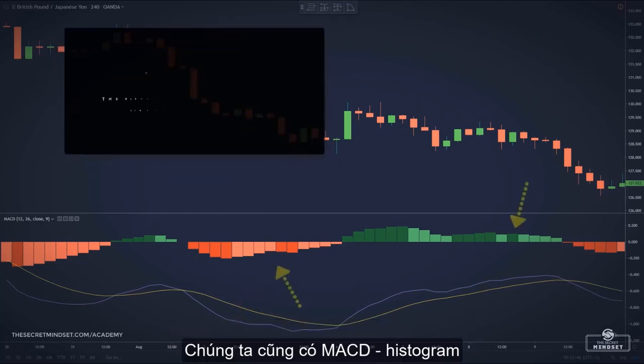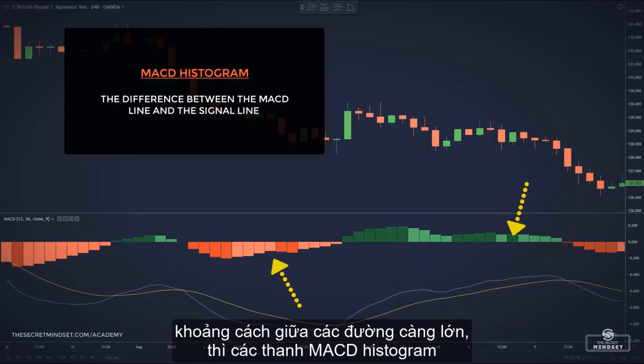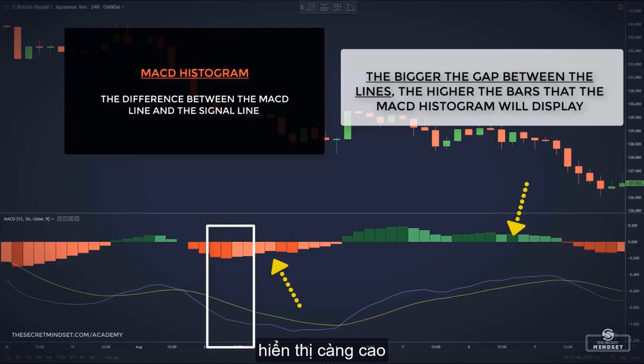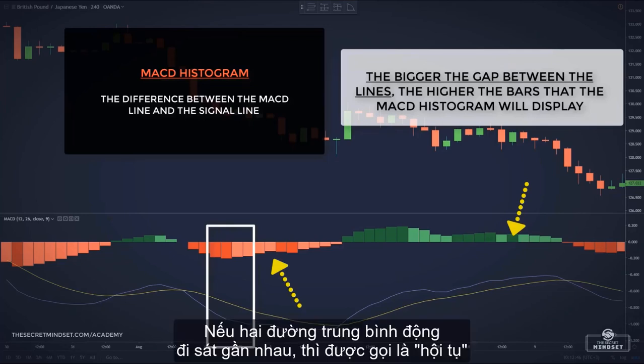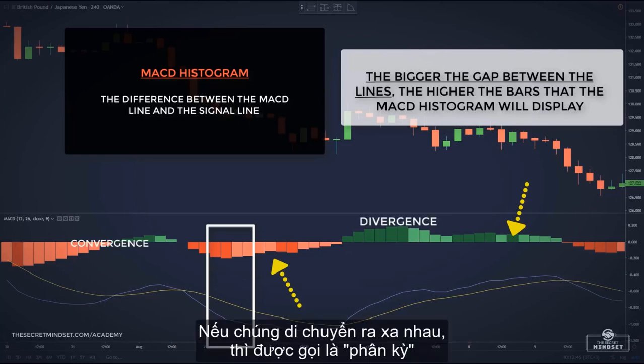This line is slower and it gets frequently breached by the faster MACD line. We also have the MACD histogram. The MACD histogram simply represents the difference between the MACD line and the signal line. The bigger the gap between the lines, the higher the bars that the MACD histogram will display. If the two moving averages come together, they are said to be converging. If they move away from each other, they are diverging.